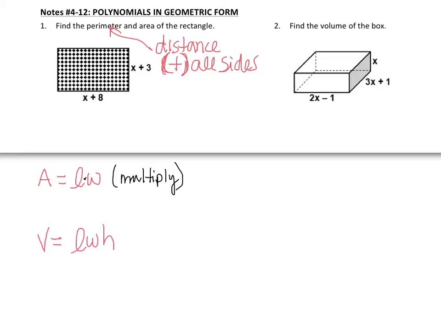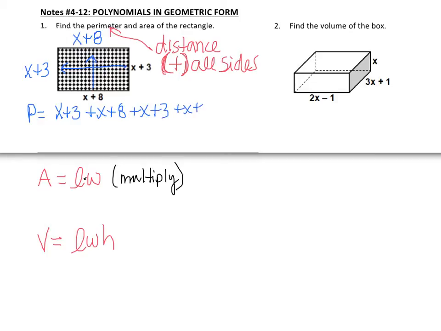Let's go ahead and look at it. For perimeter, you want to label all of your sides. The sides that are opposite from one another will be the same measurement. So this side up here will be x plus 8. The side on the left will be x plus 3. Perimeter means you just add up all of the sides, so we're going to add x plus 3 plus x plus 8 plus x plus 3 plus x plus 8.